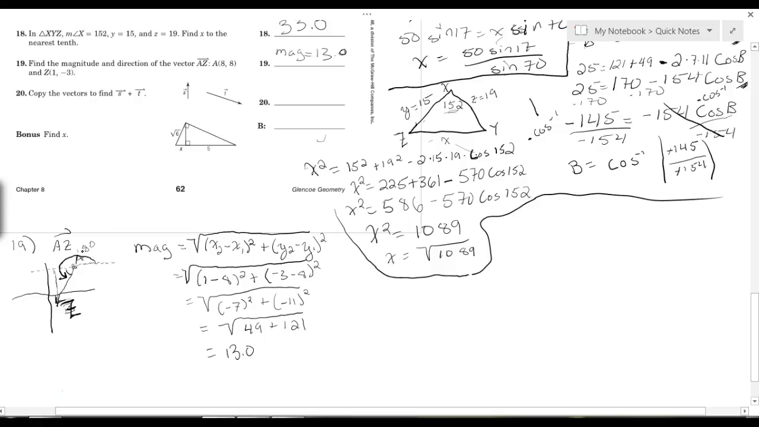Remember, the direction is always going to be from the positive x-axis. So that's why I drew this whole big line in. But the only thing I can find is this tiny little angle. So I have to find this angle plus 180 degrees to find my whole direction. So I'm going to call this angle x. So over here I'm just going to make a note to myself that my direction is going to equal 180 plus x.